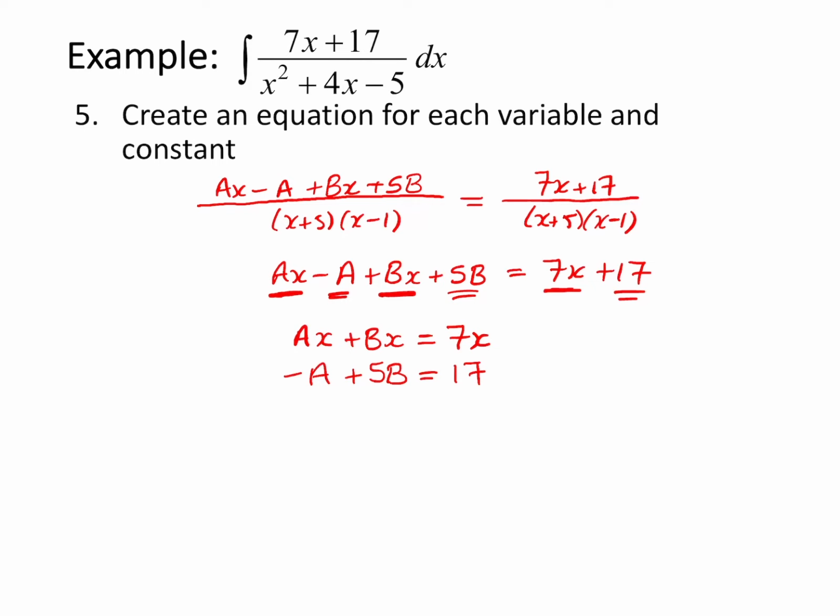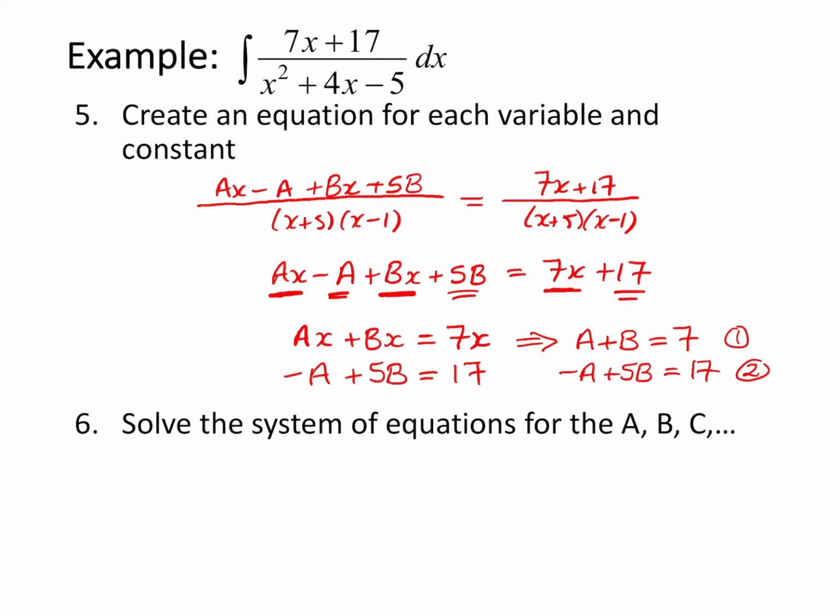We can take this ax plus bx equals 7x, and we can say, well, if ax plus bx equals 7x, that's the same as saying that a plus b has to equal 7. So this is going to be one equation, and then our second equation is negative a plus 5b is equal to 17. So now what we have are two equations with two unknowns. So we can now solve these equations to find the a and b, our numerators for our two fractions.